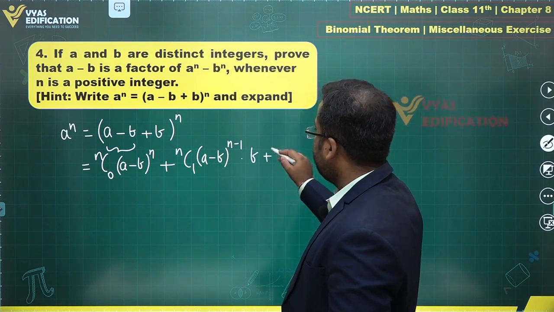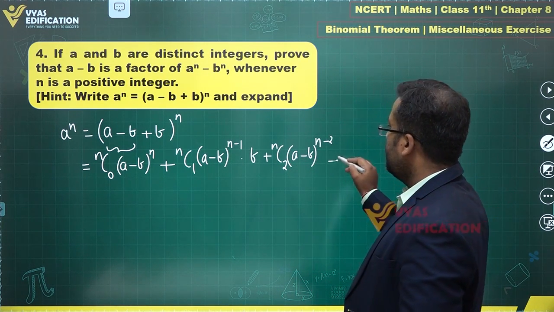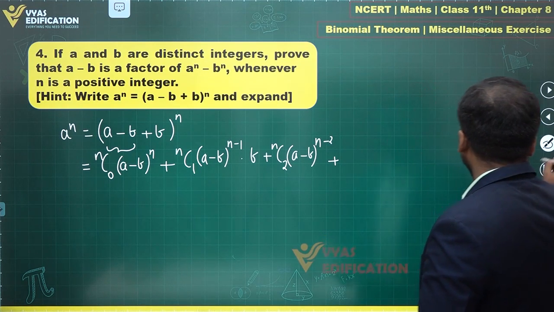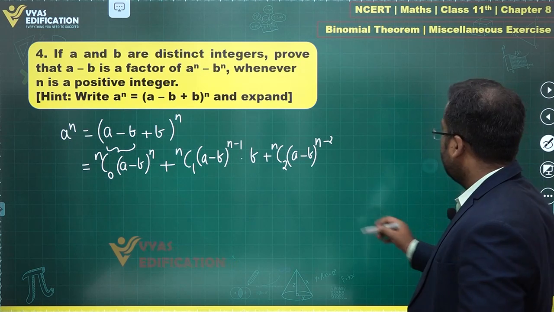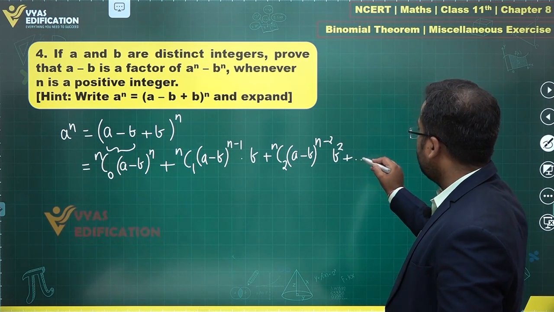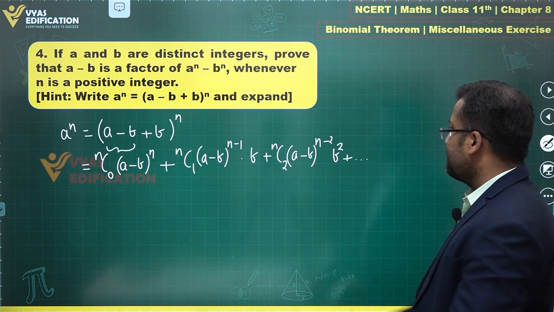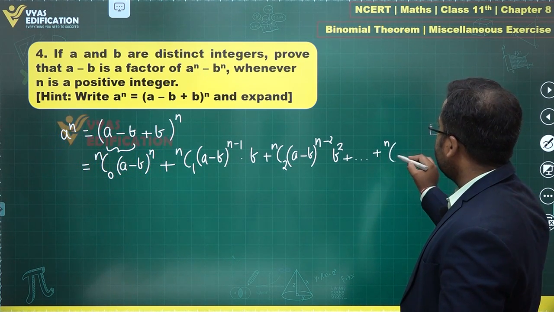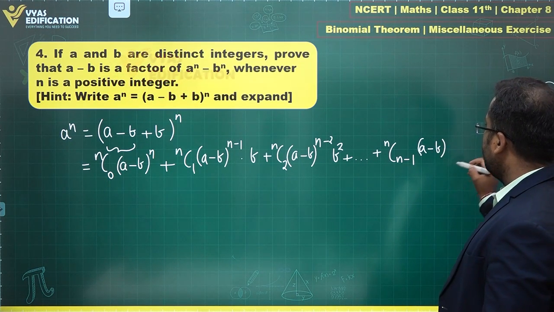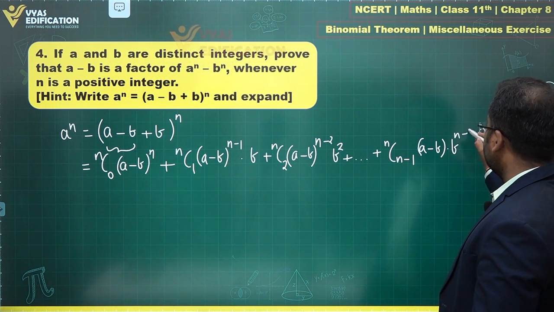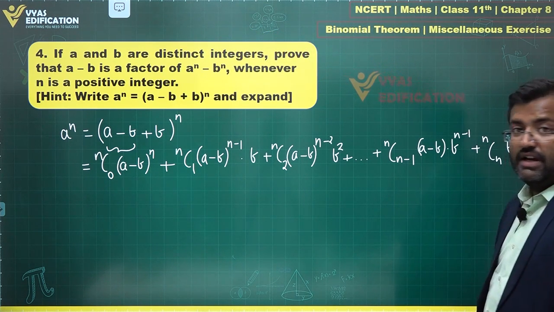b, plus NC2, a minus b, power n minus 2, b square. There's a b square as well there. Let's write that b square also. Plus dot dot dot. And what do we have? The last two terms. Let's write the second last term first. What is that? NCN minus 1. This will be a minus b power 1 and b power n minus 1. The last term will be NCN b power n. This is what you'll get.